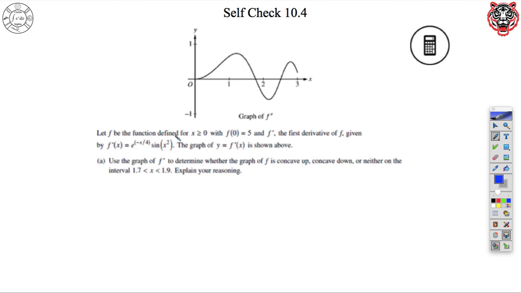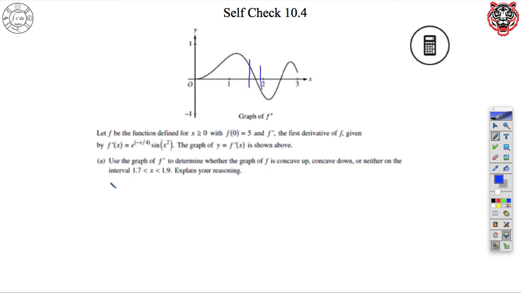So it gives us the graph of f prime, and it gives us the function of f prime. So let's go ahead and do this. Where is it concave up, concave down, or neither? What is it doing on 1.7 to 1.9? Okay, so 1.5 is right about there, and 2 is there. So it's really asking about this interval right there. What's happening?